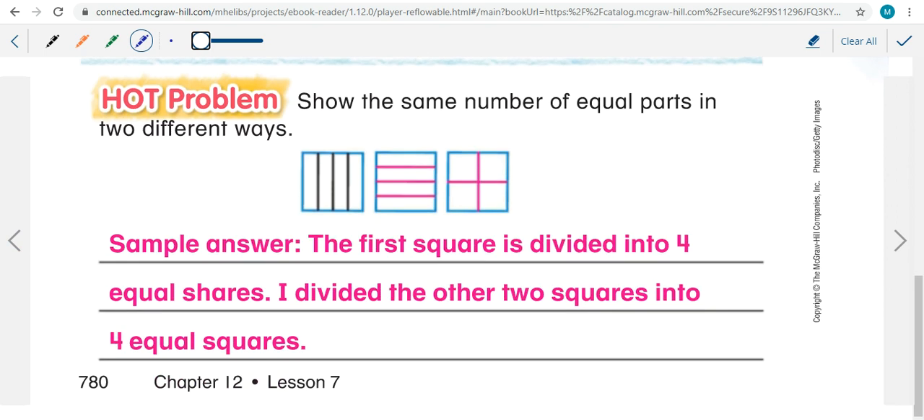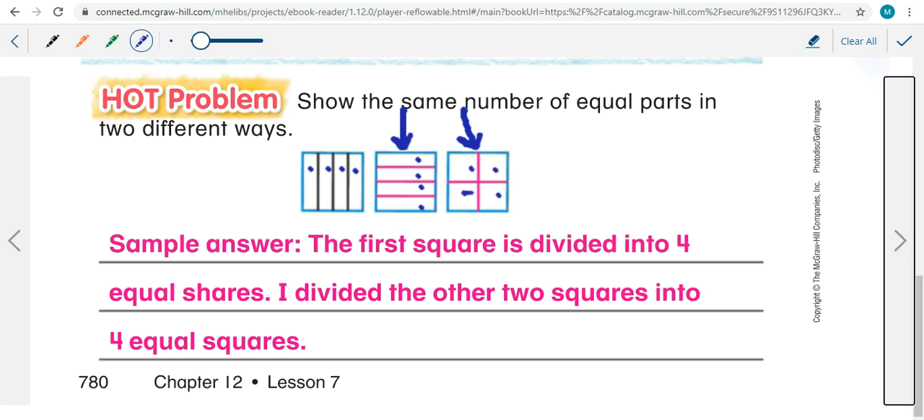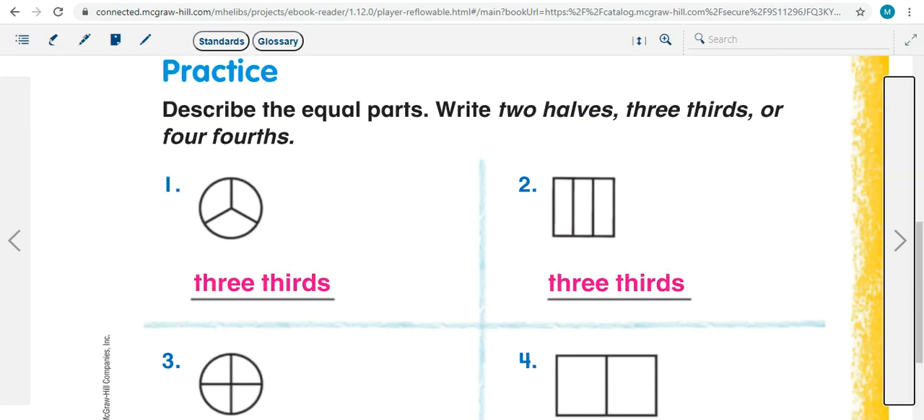Show the same number of equal parts in 2 different ways. Okay? So the shape is divided into 1, 2, 3, 4 parts. So you have to make it on the other squares, but in a different way. Divide the other shapes in different ways, but always 4 equal parts, as you can see. Okay? Next page. My homework.